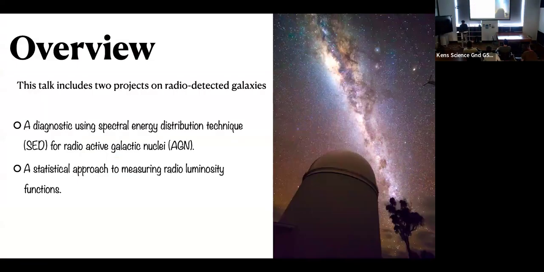All right, so the talk is going to be two-part. The first part is about an AGN diagnostic tool, which I developed using an SED fitting technique. The second part is about measuring radio luminosity functions using a statistical approach, or a simple way of measuring luminosity functions in the absence of redshifts.